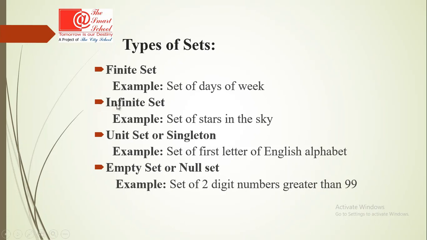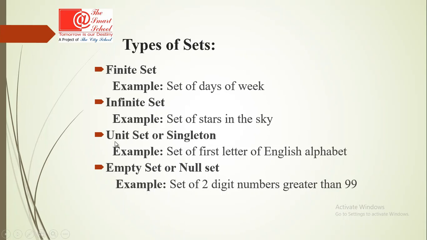Now, the second is infinite set. Who knows about it? Yes, obviously, the word is telling it has unlimited elements in it. For example, set of stars in the sky. It has unlimited elements, so it is called infinite set.